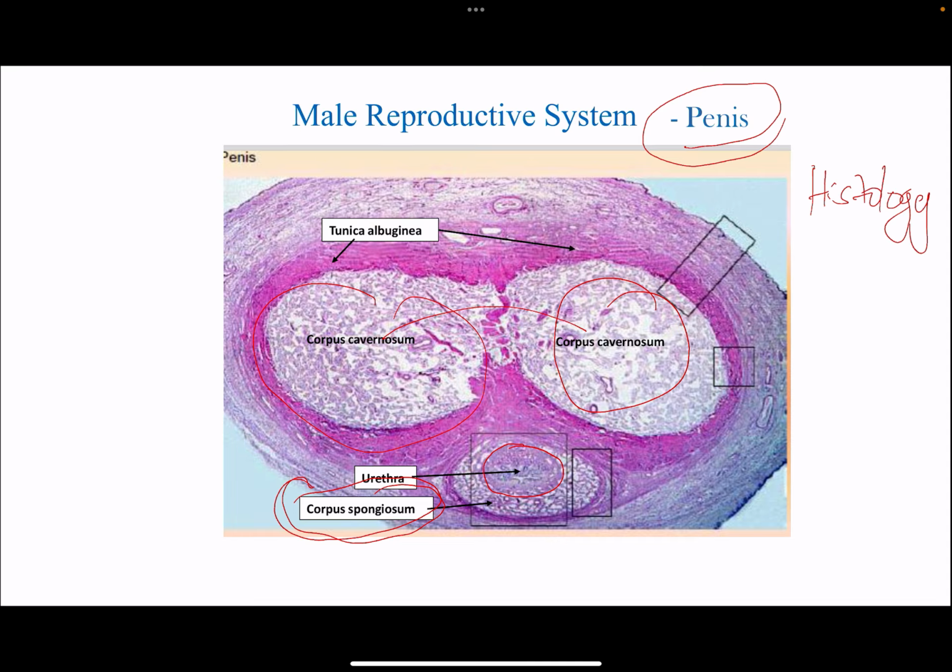During sexual arousal, these tissues fill with blood, producing an erection. If you notice the corpus spongiosum, these cells over here keep the urethra open during ejaculation. This structure you can see through a microscope slide.